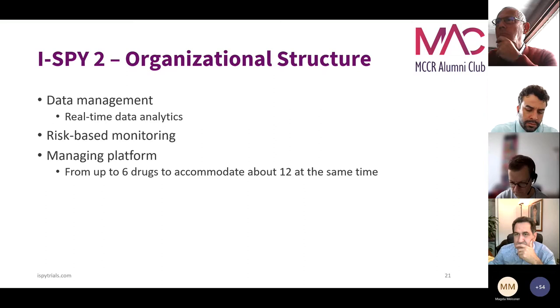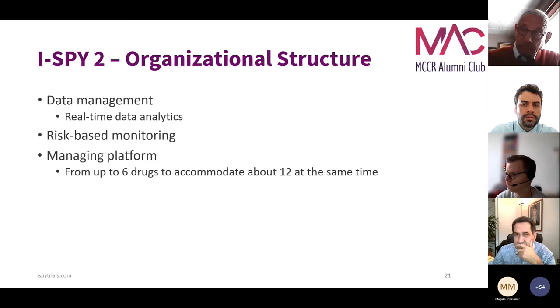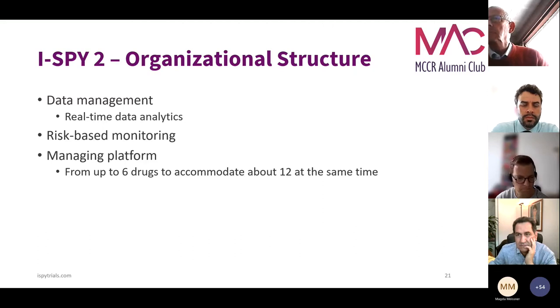Another thing about the organizational structure that I think is important to highlight is, in addition to the data management and the managing platform, the risk-based monitoring. Why? Because trials get so long and you gather so much data that when the trial ends, there are so many things to analyze that it might even add more time to the study potentially. So with risk-based monitoring, they start to clean the data in real time, and then they filter for AEs that are significant to the results of the trial, or they update randomization as it comes.